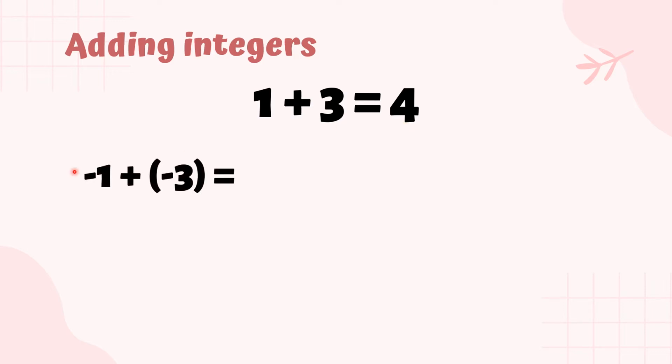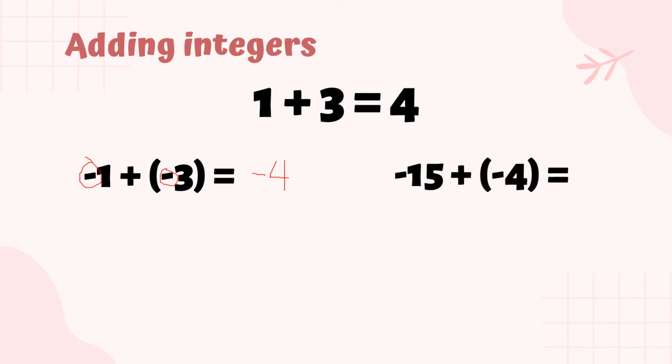So what if we have negative 1 plus negative 3? Notice that they are both negative. In adding integers which are both negative, simply add the two numbers and copy the common sign. So negative 1 plus negative 3: 1 plus 3 is 4. The common sign is negative, so simply copy negative. So the result is negative 4.